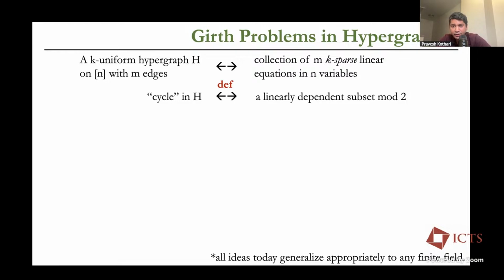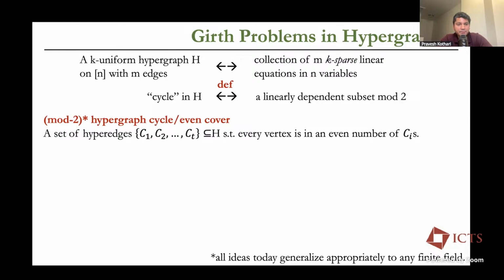Equivalently, this is simply a collection of hyperedges in H such that every vertex appears in an even number of the hyperedges in this set. If this is true, then you look at the characteristic vectors of the hyperedges, sum them up, and you get a linearly dependent subset because they add up to 0 mod 2. So this simple combinatorial definition basically makes the linear algebraic correspondence hold. Now, these things have actually been well studied, and they're often called even covers, but I'm going to continue to call them mod 2 cycles or hypergraph cycles in today's talk.